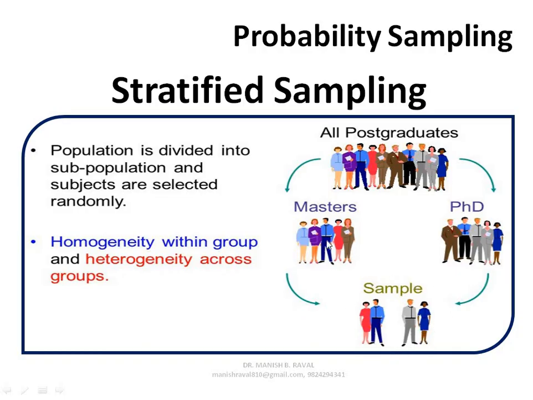So the whole population, when it is divided into groups, each is considered a stratum: this is one stratum, this is the second stratum, and out of these two strata we have selected the sample. This kind of sampling method is known as stratified sampling.